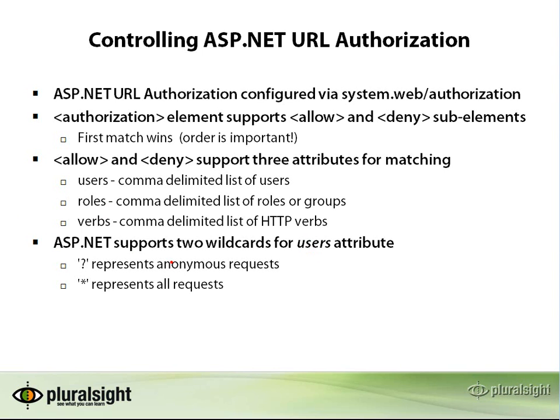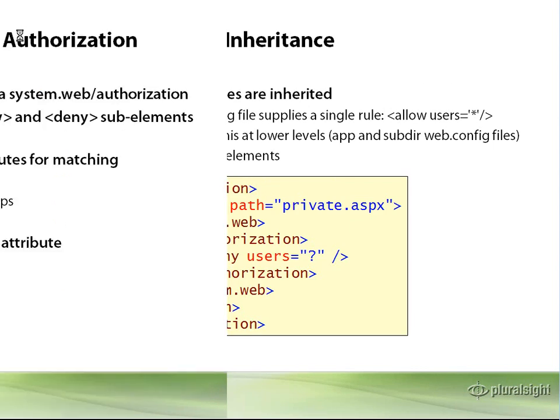The users attribute supports a couple of wildcards. So you could put users equals Bob or users equals Alice, but you can also put users equals star, which means all requests. That will match all requests. Users equals question mark matches only anonymous requests. So it's a pretty easy way for you to deny anonymous requests. That's commonly how it's used.